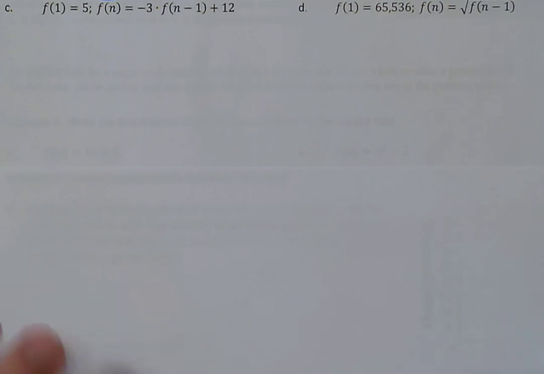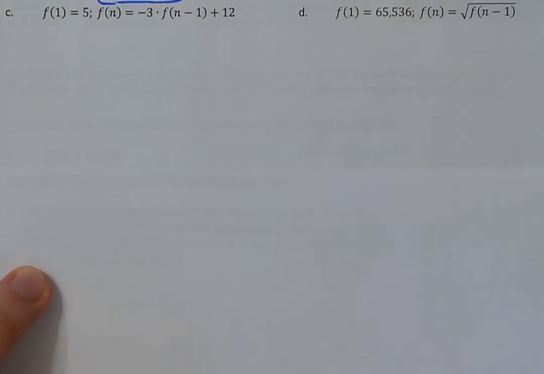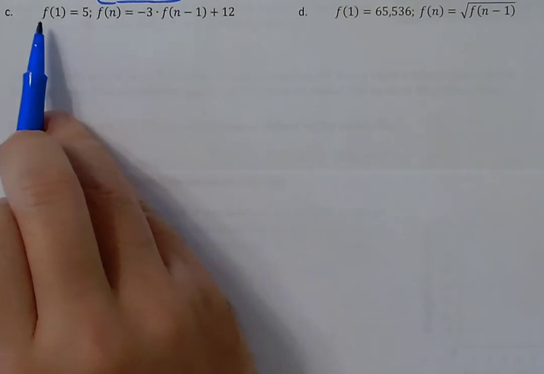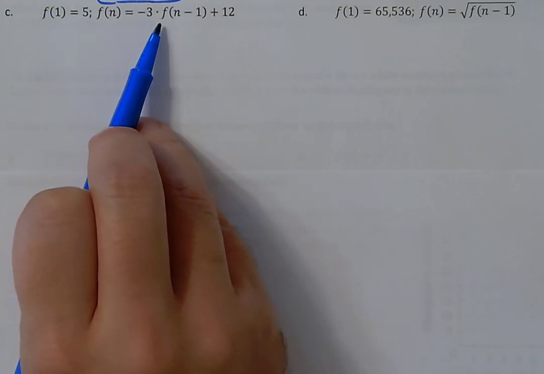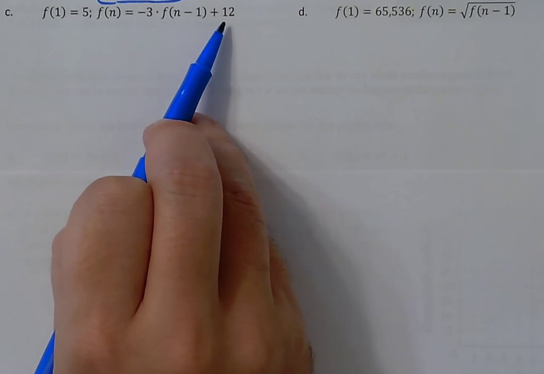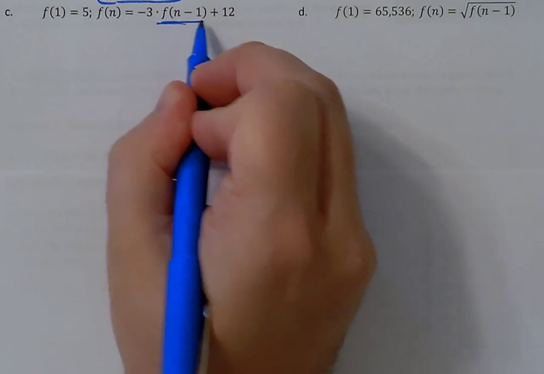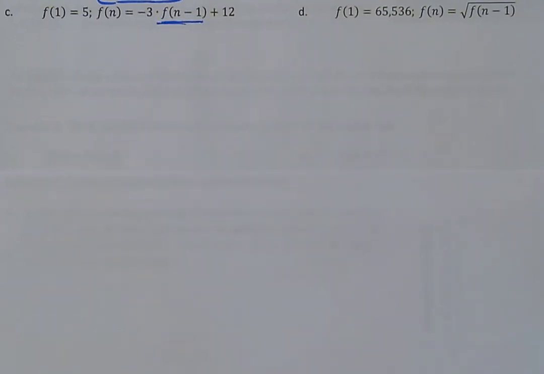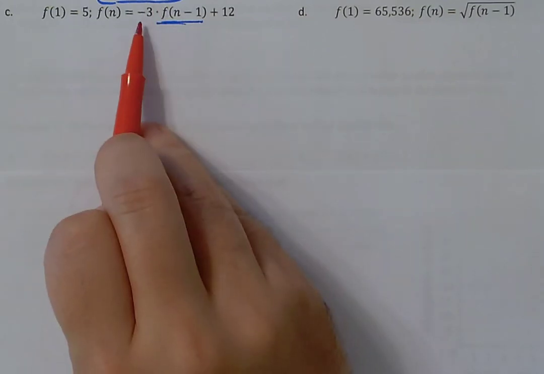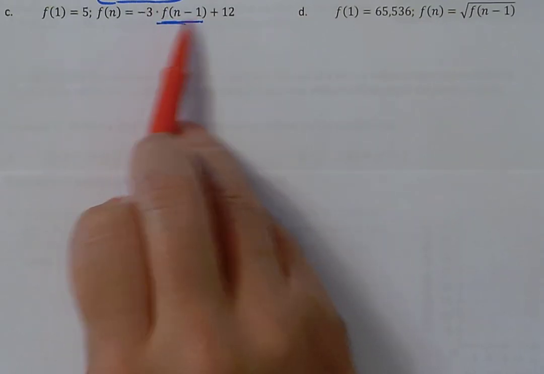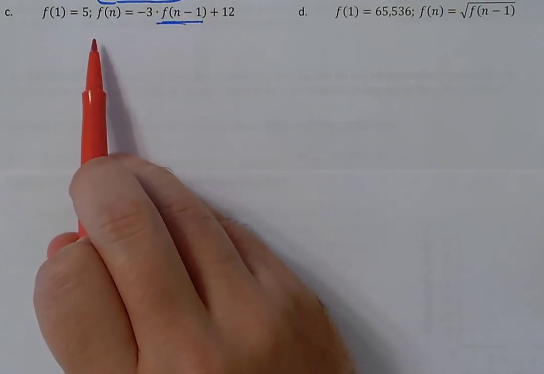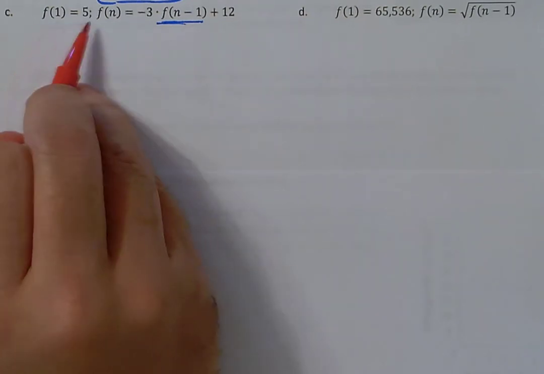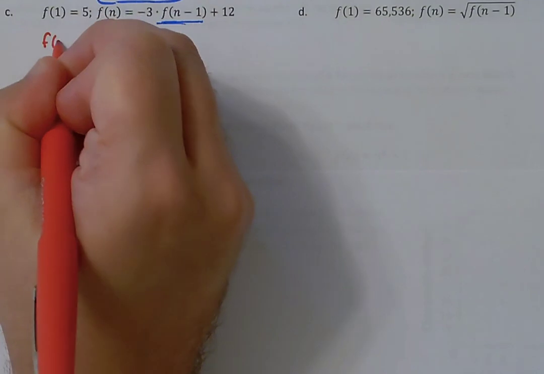For part C, and let me move this down just a touch. All right. Part C, we have f of 1 is 5, and then we have f of n equals negative 3 times f of n minus 1 plus 12. Now, recall that this f of n minus 1 refers to the previous term. So we're going to have negative 3 times the previous term plus 12. So we're going to do negative 3 times whatever our previous term was plus 12. All right, they tell us our first term is 5, so f of 1 is 5.